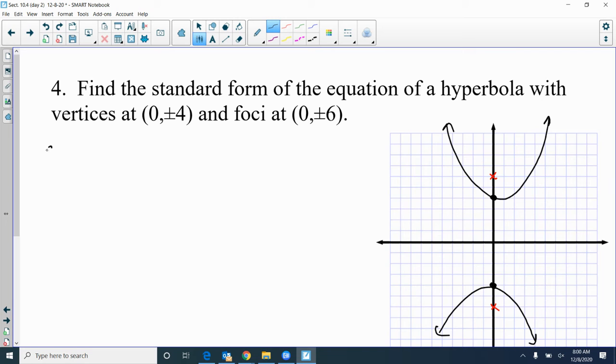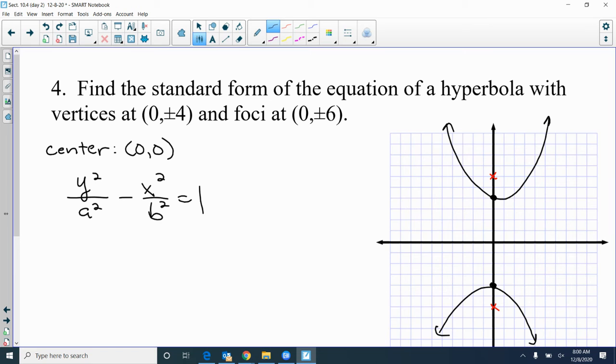My center has to be halfway between both the vertices and the foci. So that's going to put it at 0, 0. So that puts it in that nice form. Since it opens up and down, it has to be y squared over a squared minus x squared over b squared equals 1, since my center's at 0, 0.